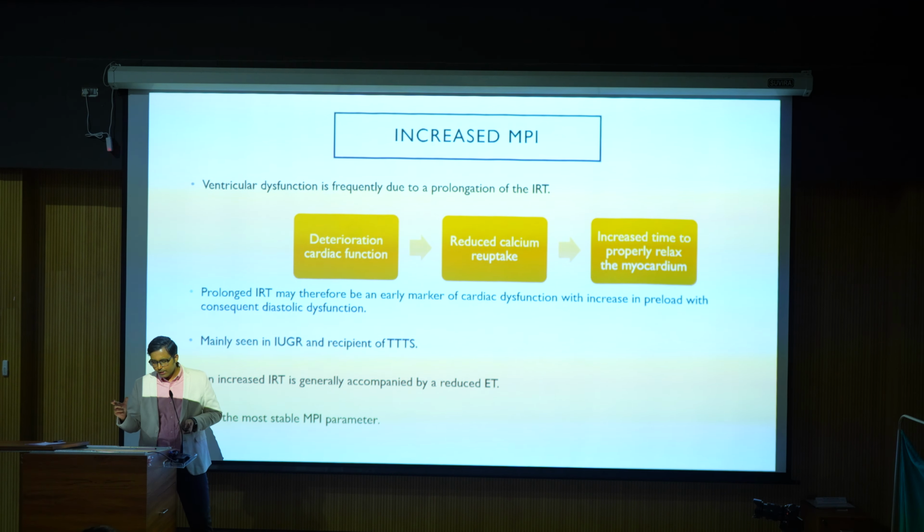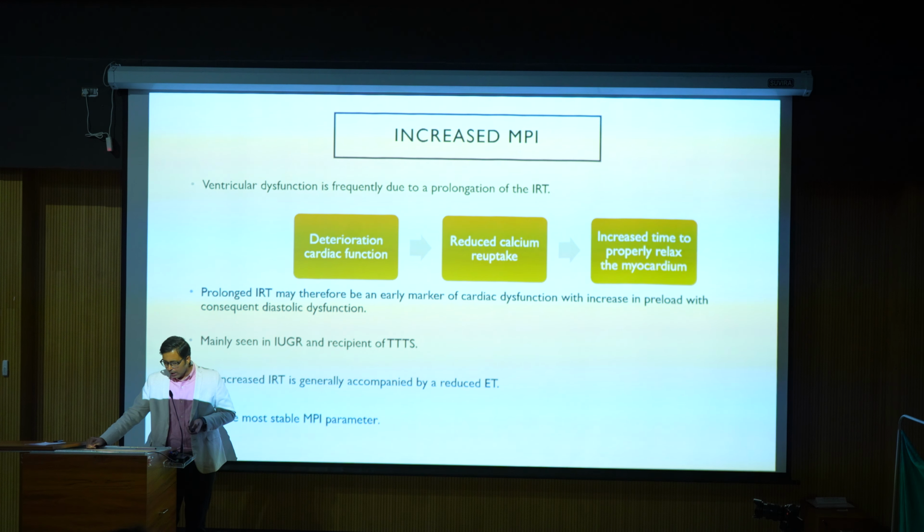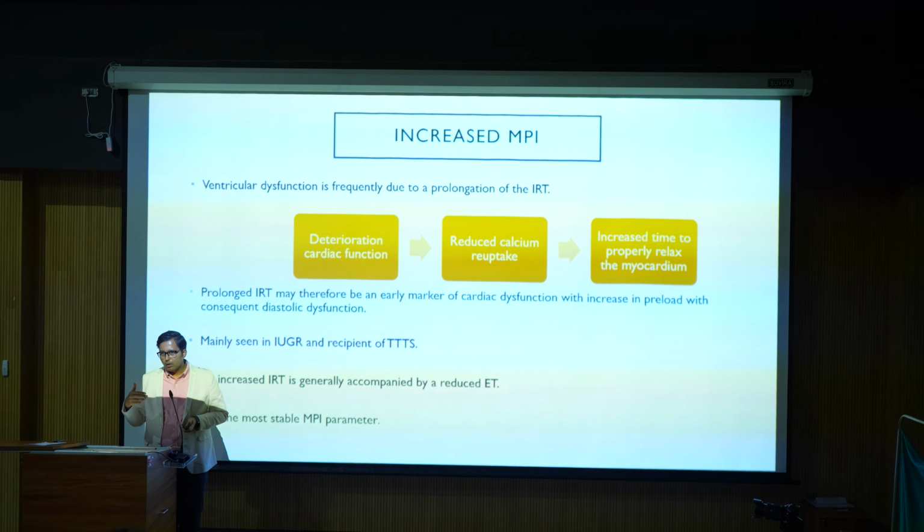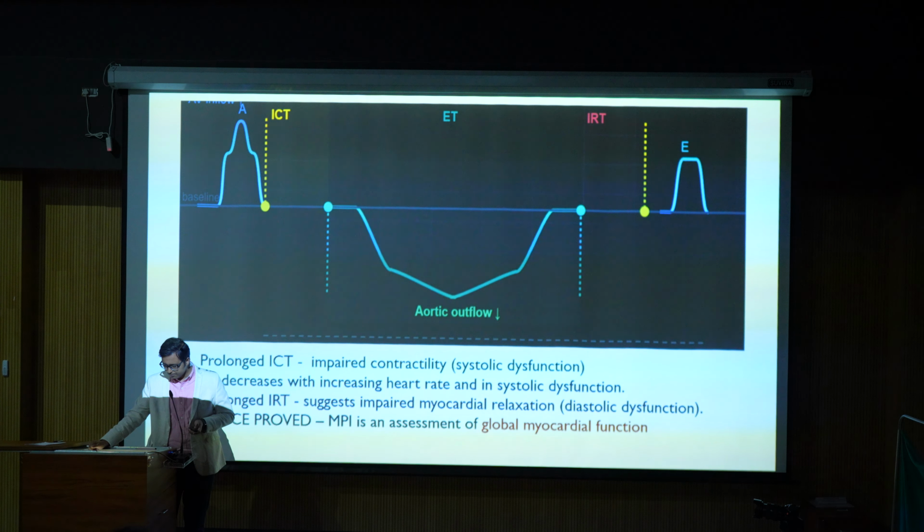So your isovolumetric relaxation time will be prolonged, and this is usually the early marker of cardiac dysfunction with increase in preload and consequent diastolic dysfunction. It is mainly seen in the IUGRs and the recipients of TTTS. Increased isovolumetric relaxation time is generally accompanied by a reduced ejection time. So your numerator is increasing, your denominator is decreasing, and that is why your MPI value will go on a higher side. Out of all these parameters, isovolumetric contraction time is the most stable MPI parameter.